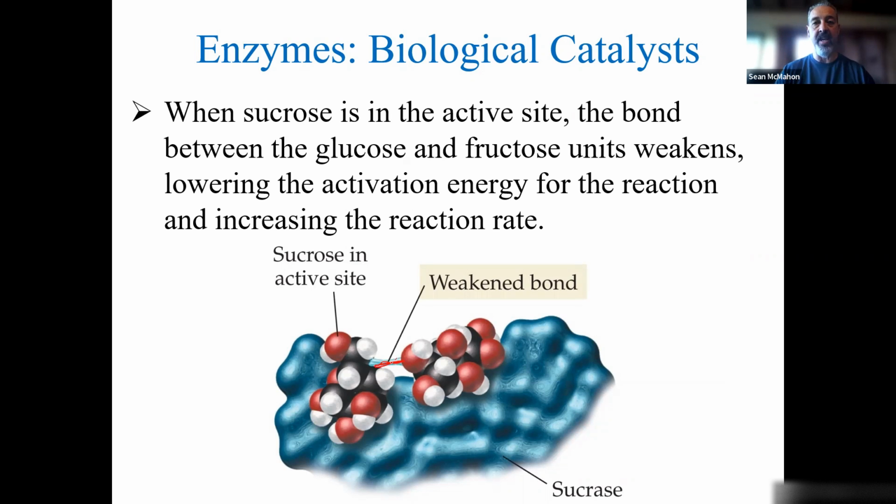So catalysts, enzymes, they lower the activation energy because there's less energy required to break the weakened bond due to the position that the substrate or the reactants sit in the active site. So if you have an effective collision, basically that means the bonds are going to break in the right orientation. The enzyme puts it in the right orientation and weakens the bond to make it easier to break.